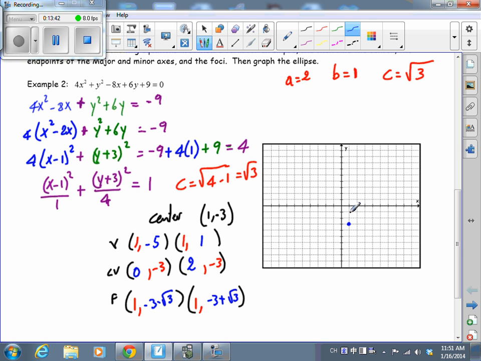A is telling me go 2 units above and 2 units below. 1 unit to the left, 1 unit to the right. If I ask you to graph on the test, make sure you label it as V, V, CV, CV, and the foci being square root of 3. I'll put some points here and here and call them foci. On the test, hopefully it's going to be a little bigger for you to put all the letters in.